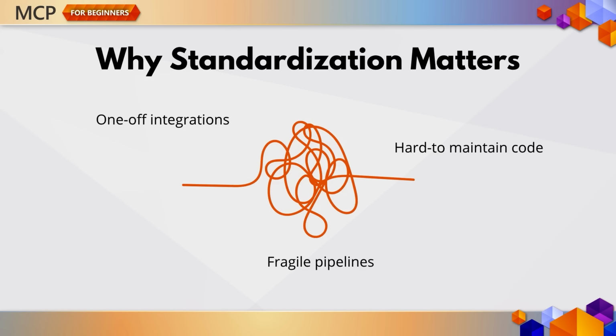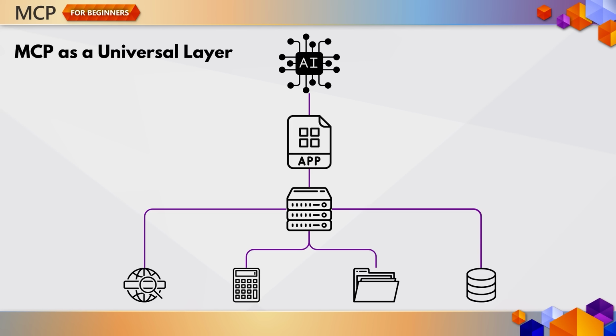As AI applications grow in complexity, custom integrations just don't scale. You end up with one-off solutions, brittle pipelines, and code that breaks whenever something changes. MCP fixes that by acting as a universal layer, so your model can interact with any tool or resource in a consistent way. And what's really cool is that this standardization opens a door to building smarter, more agentic systems. You can plug in tools once and then reuse them across multiple models or projects. Plus, it makes it way easier to extend functionality further down the line.